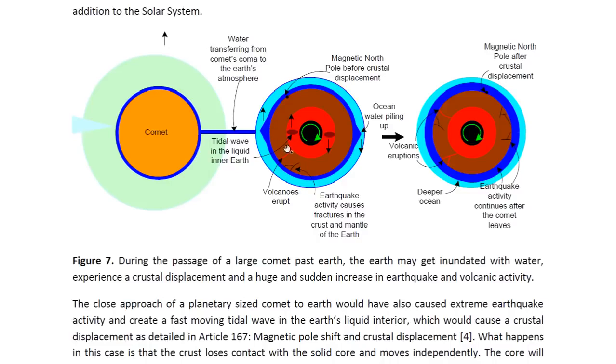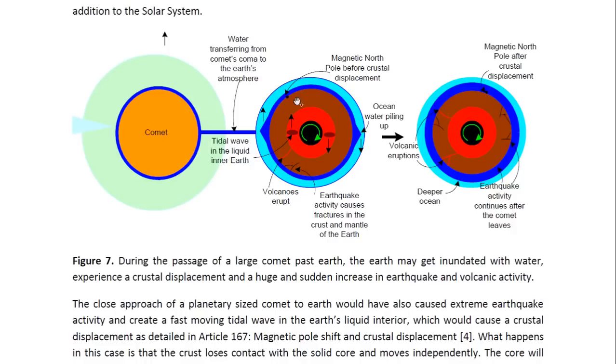The gravitational interaction would also have caused a tidal wave, and as this tidal wave moves, it actually causes the outer crust and upper mantle to detach from the inner core. So it would rotate freely in whatever direction it would tend to rotate, and thus cause the magnetic poles, once it stopped its rotation and connected again to the core, to be in a different place completely.